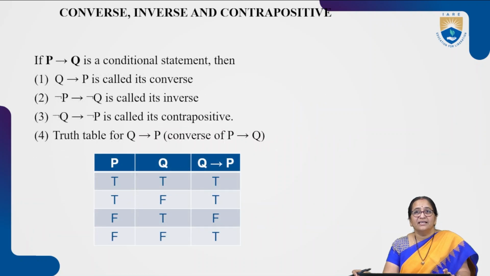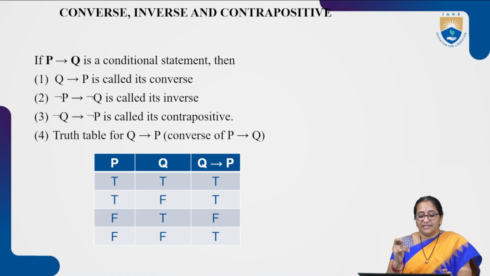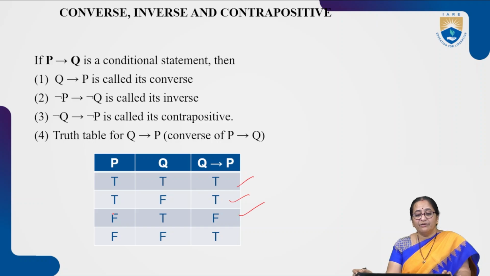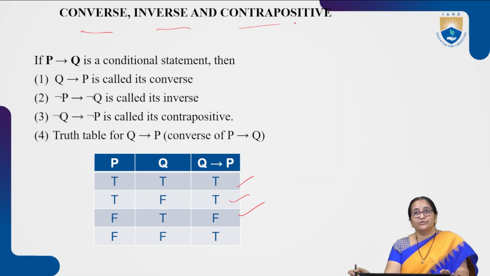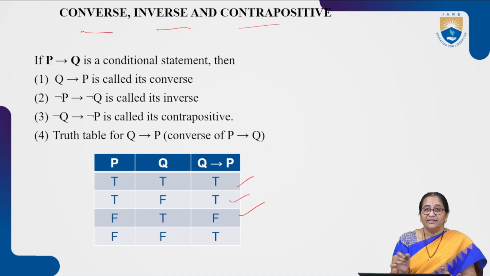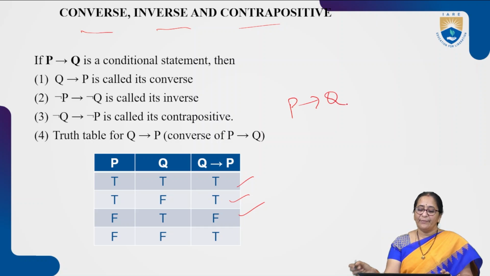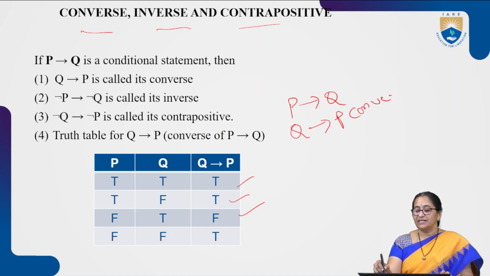The next one is the conditional table. This is the conditional table; we have just completed this one. Based on the conditional table, we can define the terminologies converse, inverse, and contrapositive. What do you mean by converse? We know P to Q is one conditional statement. Based on that conditional statement, we can also say Q to P. It is called the converse statement.